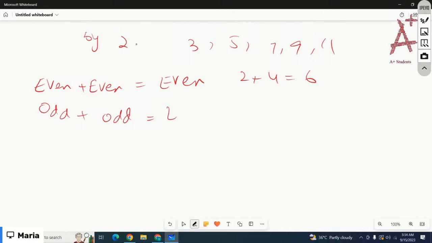Odd plus odd. Odd plus odd is even. For example, you are adding 3 and 5. So 5 plus 3 makes 8. And 8 is an even number, right?